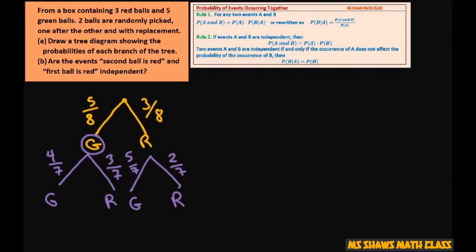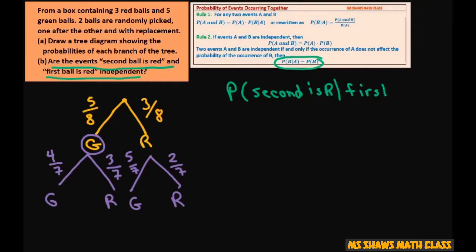Now, they're asking, are the events of the second ball is red and the first ball is red independent? So basically what we're saying is the probability of second is red, given that the first is red, should equal the probability that the second is red.